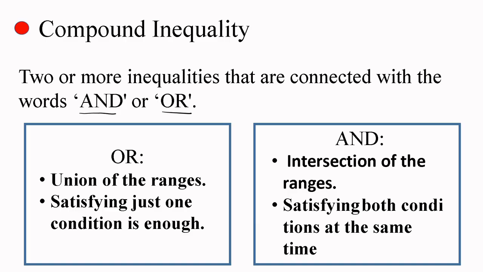And whenever you have "and", you must find the intersection of the ranges. You must find the overlap of the ranges, the part which is common between those ranges. And your answer must satisfy all the conditions at the same time. As you definitely know, mathematics cannot be learned by definition, so we are going to learn that through examples as always.